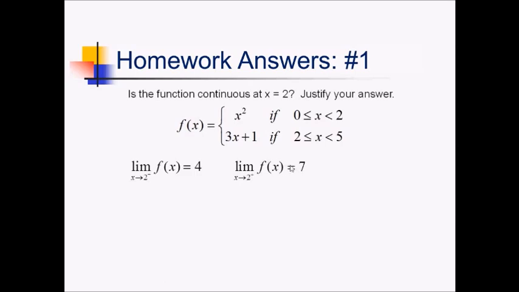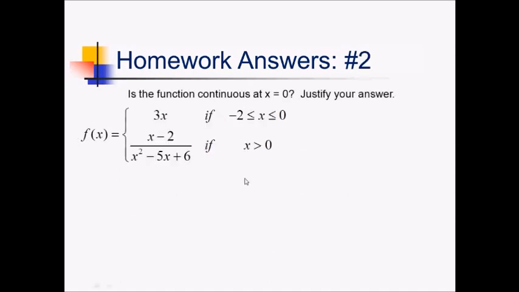Now we could find the function value as well. It's also going to be 7 because this is 2 less than or equal to x. However, we notice immediately that these limits don't match up. Since those don't match up, our limit does not exist, which means that we're not going to be continuous at x equals 2 for this function.